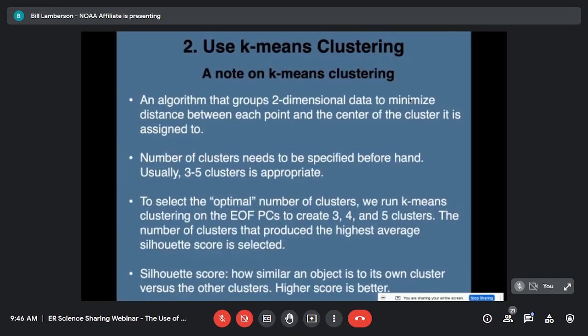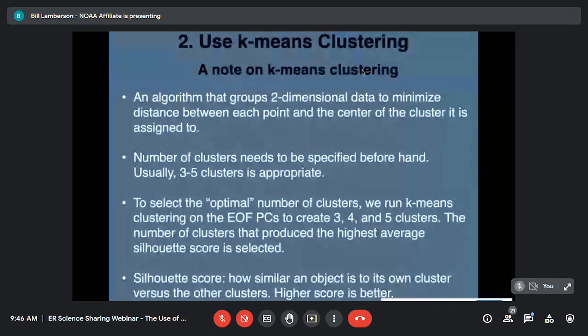Okay, so next we're going to go through and actually cluster. A note on k-means clustering: it's an algorithm that groups two-dimensional data to minimize distance between each point and the center of the cluster it is assigned to. The number of clusters needs to be specified beforehand, and usually 3 to 5 clusters is appropriate. So again, to select the optimal number of clusters, we run k-means clustering on the EOF PCs to create 3, 4, and 5 clusters.